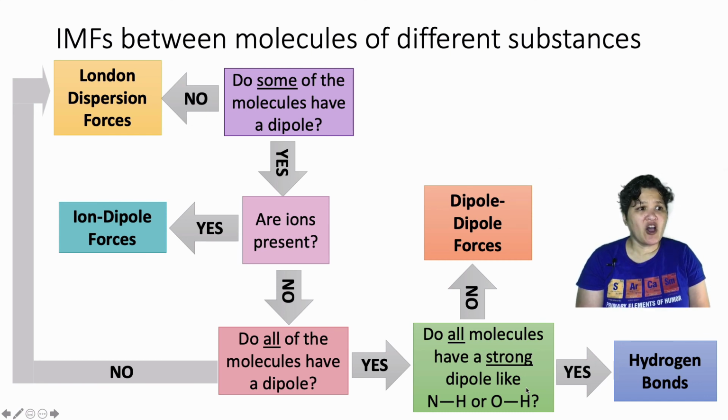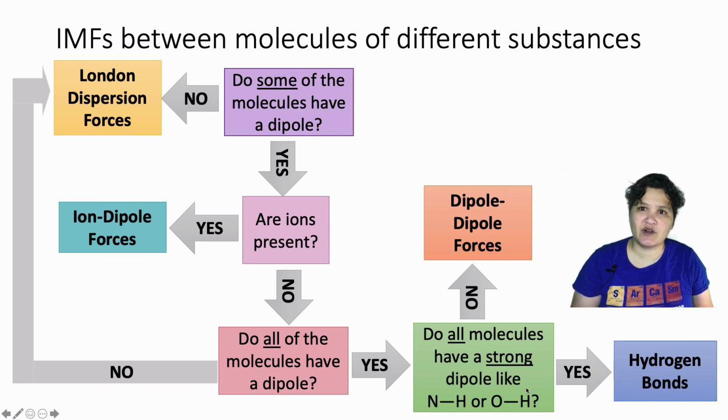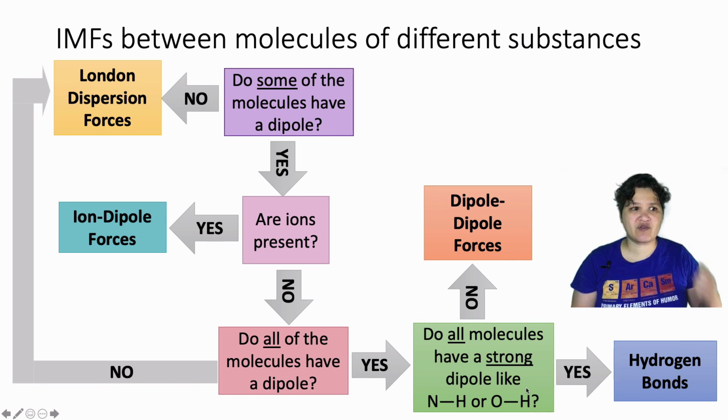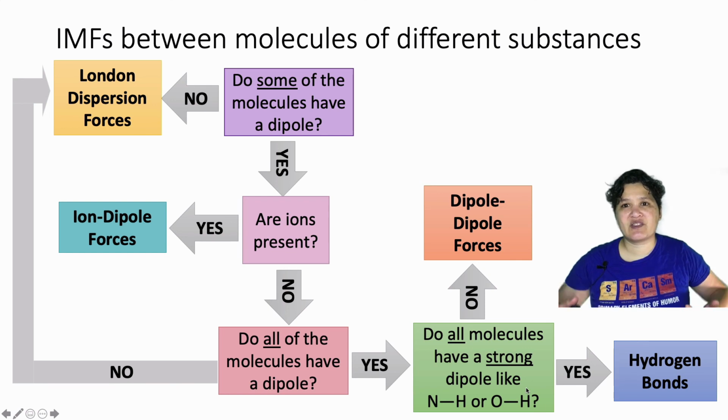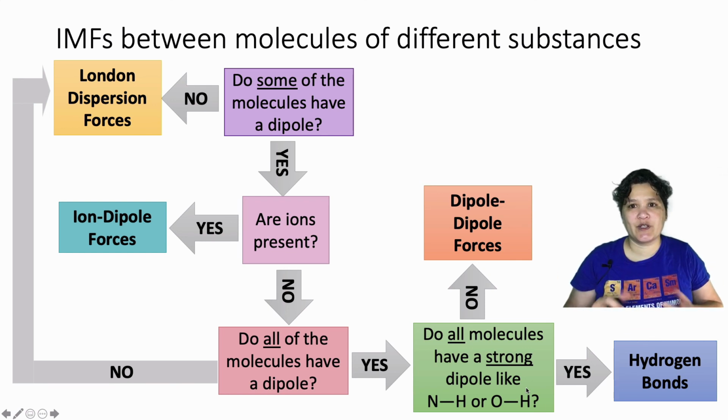Now, very importantly, all of the molecules have to have that strong dipole. You can't have something that has a strong dipole, an oxygen-hydrogen bond, and then something that's got a weak dipole, like a carbon-chlorine bond. You put those two things together, you don't get hydrogen bonding. In order for hydrogen bonding to occur, everything in the system has to have those strong dipoles.